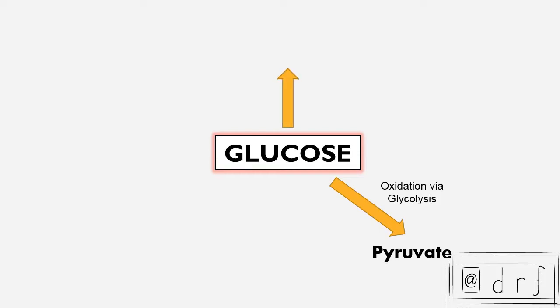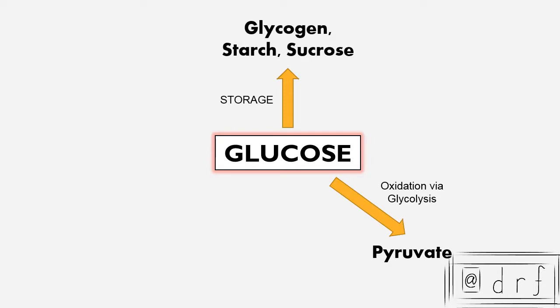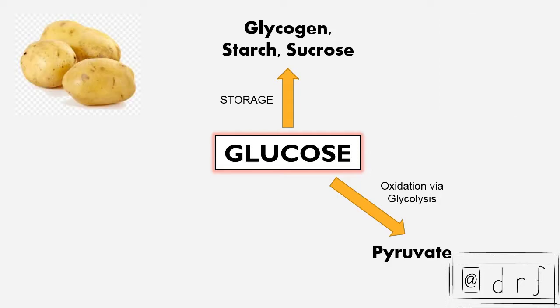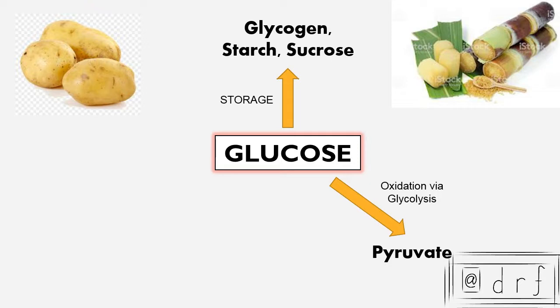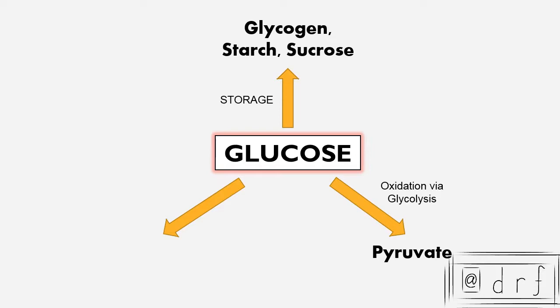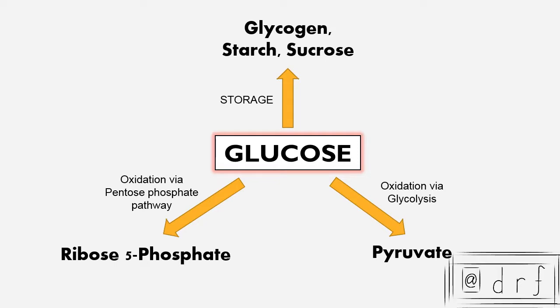The other way that glucose could be used is storage. Glucose is stored in the form of glycogen, starch and sucrose. Glycogen is found in animals, in the liver. Starch could be seen in the fruits or vegetables of plants. Sucrose is also seen in plants, in sugarcane. The third path of glucose is also oxidation, and this pathway is known as the pentose phosphate pathway. In this, glucose is converted into the 5-carbon structure ribose 5-phosphate.